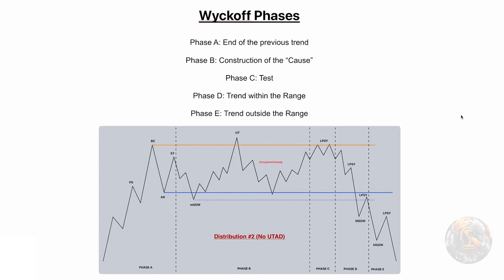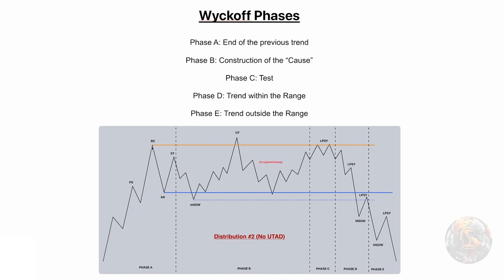Okay, so as you can see on the screen, phase A is where the trend ends and we move into what is a high probability range. Phase A is where we have our first shift of control from trending into ranging. This is key and it sets the path in motion for the whole structure that is to follow. It ends after the secondary test and it takes us into phase B.